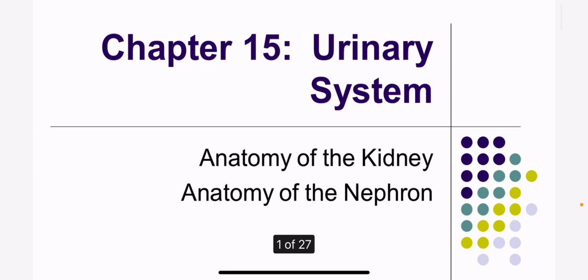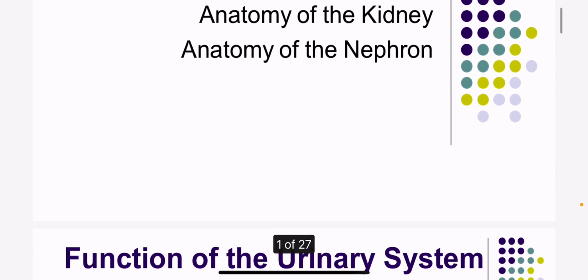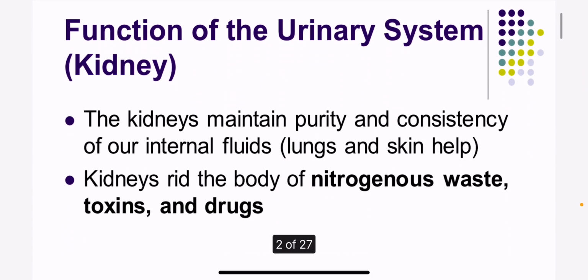All right, so this is going to be the first section of notes for chapter 15, anatomy of the kidney, anatomy of the nephron. This will be an introductory to some anatomy for the urinary system. So first, let's talk about the physiology of the urinary system.